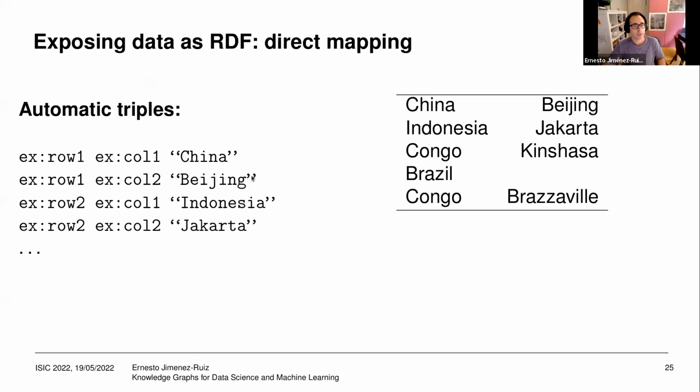And then to expose data as RDF, of course, you need some sort of mapping from the tabular data to RDF. You could potentially do some sort of automatic transformation without taking into account the semantics. But then this will lead to the triples you see in this slide, which are not really that meaningful. They do include the information of the CSV file, but probably we can do a bit better.